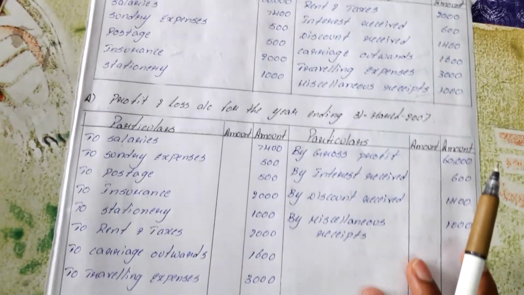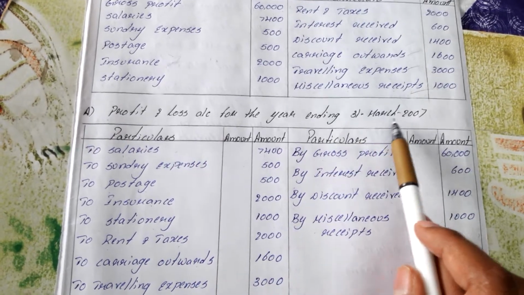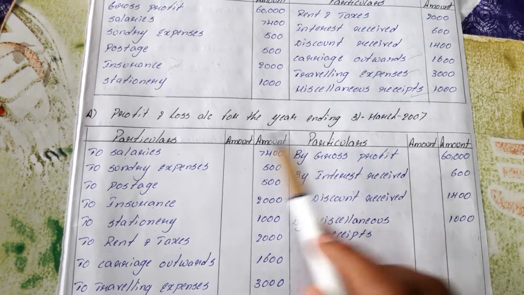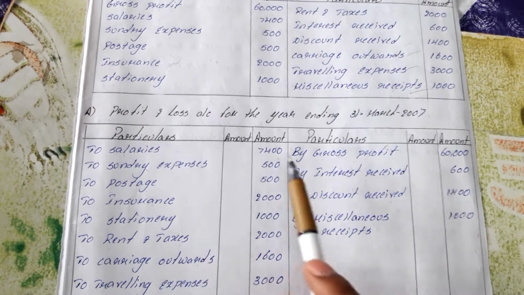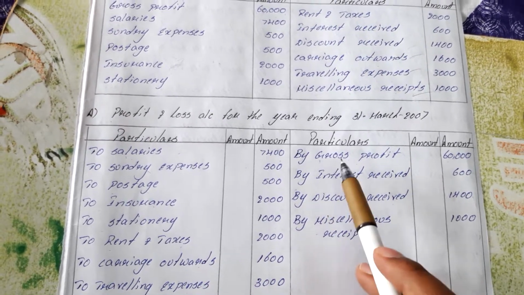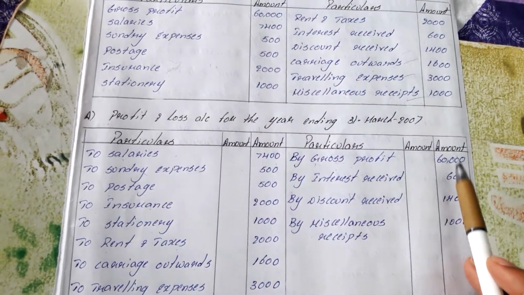So now we will enter into a problem. This is a problem, profit and loss account for the year ending 31st March. So what they have given in the question: particulars, amount column. First always begin with by gross profit. Gross profit that they have given already is 60,000, that I have entered here.